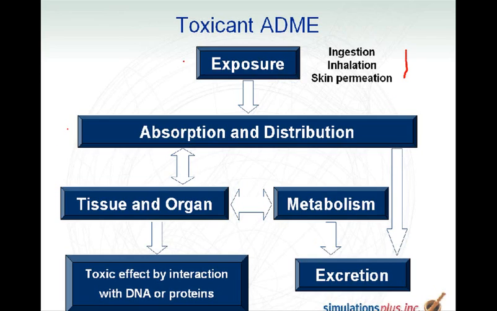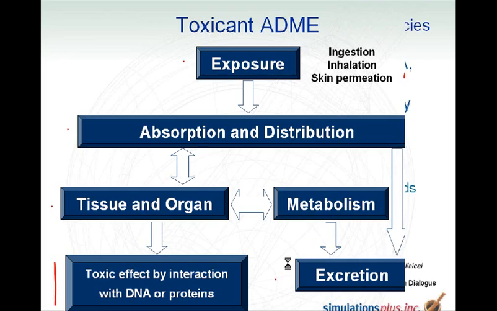So once the toxicant is exposed, then it will be absorbed and distributed throughout the body into various tissues and organs. If it goes into, for example, the liver, it will be metabolized and then sent back into the circulating blood system. Eventually, the toxicant is going to interact with DNA or proteins in the cells and cause the toxic effect. And eventually, it will be excreted. So this is the overall fate of a toxicant in the body. And all these areas are important to toxicology.